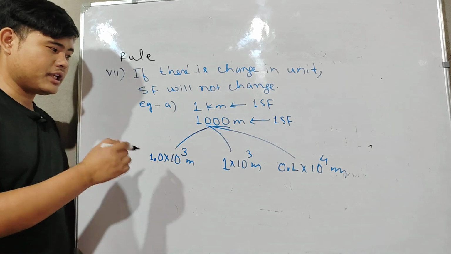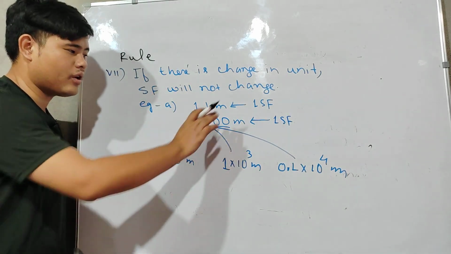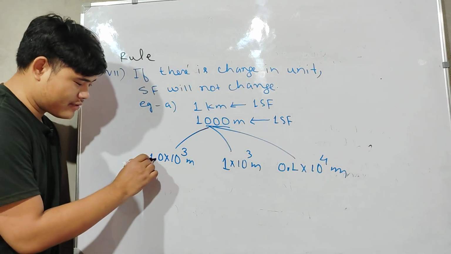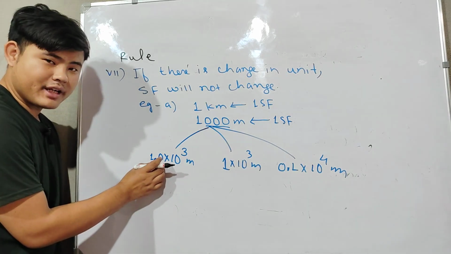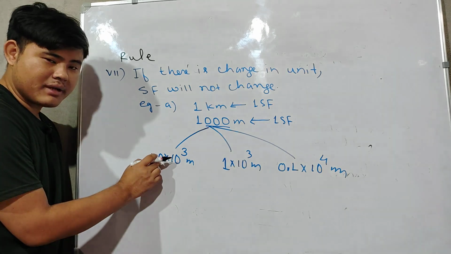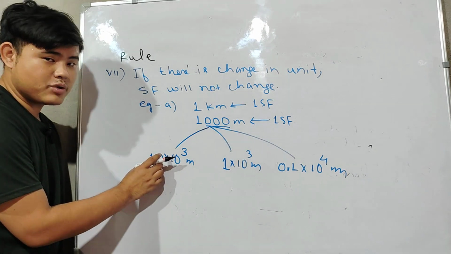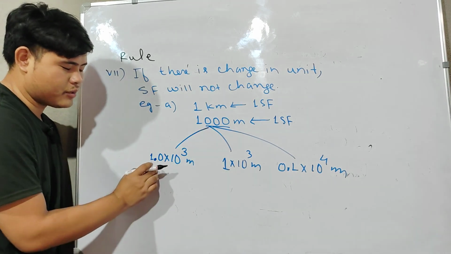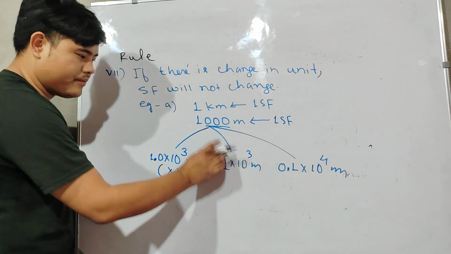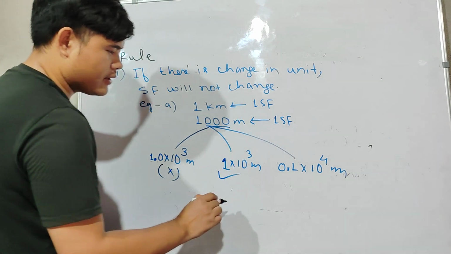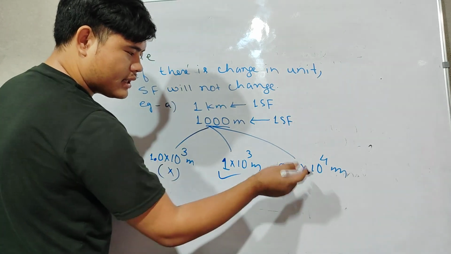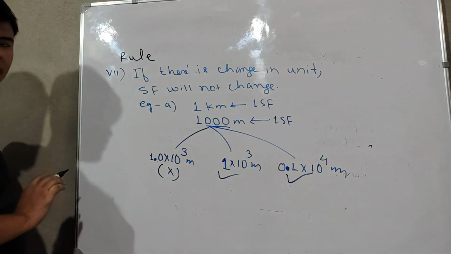So now you will see how many significant figures we have here. Only one. So whenever we convert, it should also have only one significant figure. 1.0 has two significant figures: this 1 is significant, and this 0 is also significant, appearing after the decimal. So this one is wrong. What about 1 into 10 to the power 3? One only. What about 0.1? Only one significant figure, after the point only one number is there. So this was correct, but the first one is not.